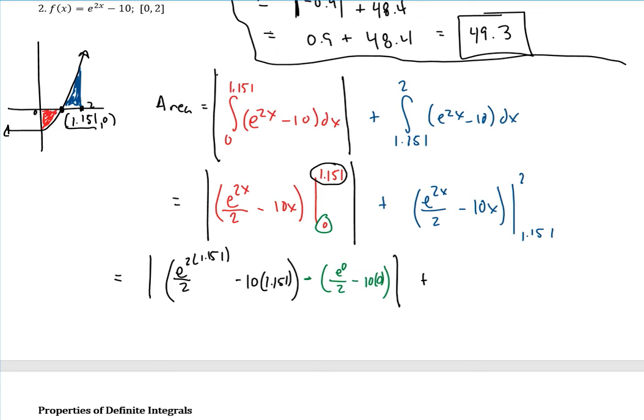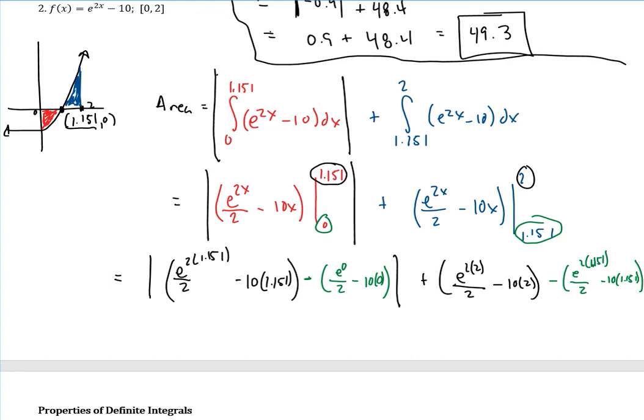First, we'll plug in the 2. Let's do that in black also. So it'd be e to the 2 times 2 over 2 minus 10 times 2, all in parentheses. And then, like always, minus the second portion, minus e to the 2 times 1.151 over 2 minus 10 times 1.151. Okay, so there's our giant setup. And now it's just calculator work.